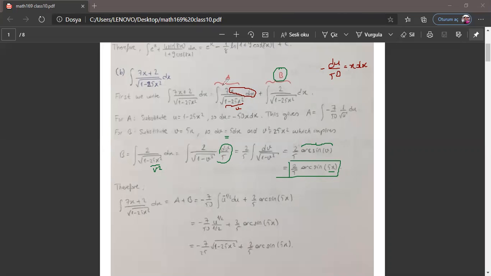And remember, for A, we found that integral. We rewrite 1 over square root of u as u to the power minus 1 over 2. So we integrate it and get this one. So here we have minus 7 over 25 times u to the 1 over 2, which is this, plus B.